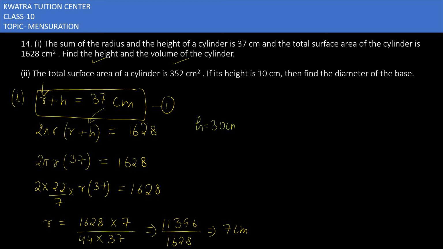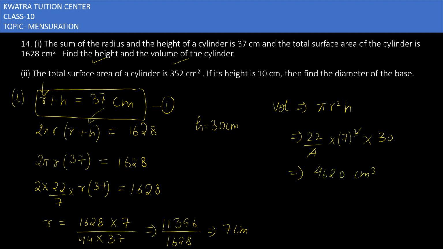सेकेंड पार्ट हमें बोला गया है कि वॉल्यूम फाइंड करो, तो वॉल्यूम हमारा सिलेंडर का क्या होता है, इट इज गिवन बाय पाई आर स्क्वायर एच. सो पाई विल बी 22/7, आर विल बी 7 स्क्वायर, 1 7 से 7 कैंसिल हो जाएगा, एच इज 30. सो जस्ट मल्टीप्लाई द वैल्यू ऑफ 22 into 7 and then you have 30. So it is 4620 centimeter cube. So yes, this is your answer for the first one.